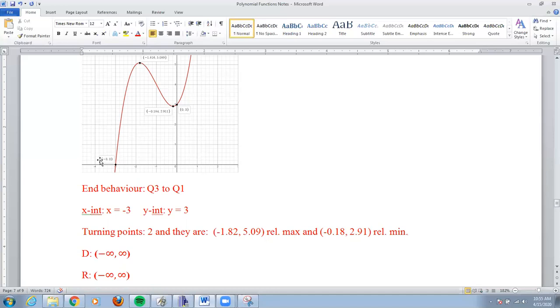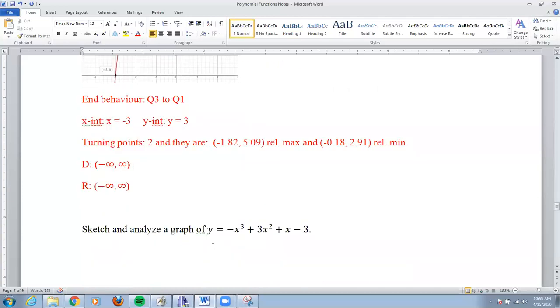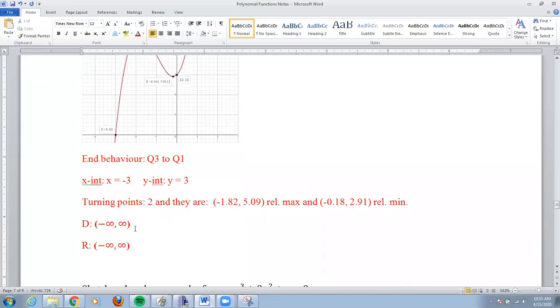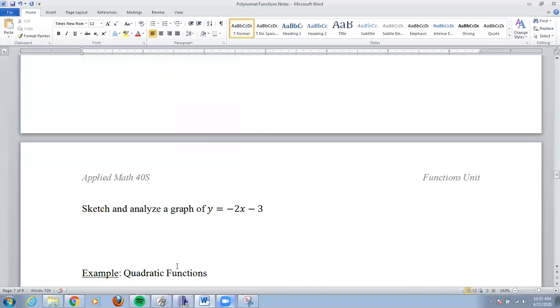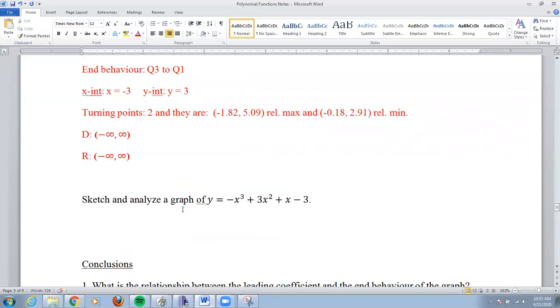The domain in this case is like the first one. It goes from negative to positive infinity, and the range goes from negative to positive infinity. So there's no context, so that would be that. So I'll leave you with the second linear, both quadratics, and the second cubic.